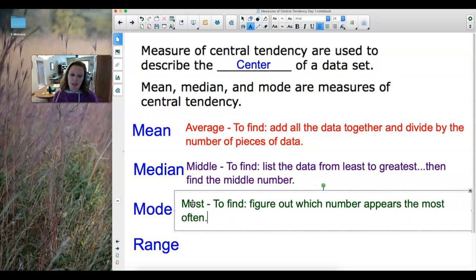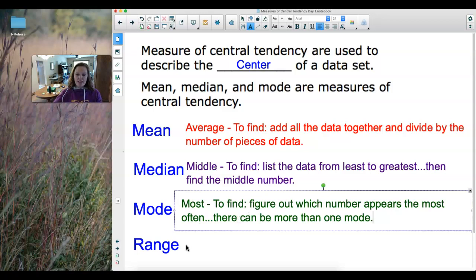Now, to be perfectly honest, mode is not a very good measure of center because you should also know that there can be more than one mode. Okay, so you can have multiple modes. With mean and median, there cannot be more than one.